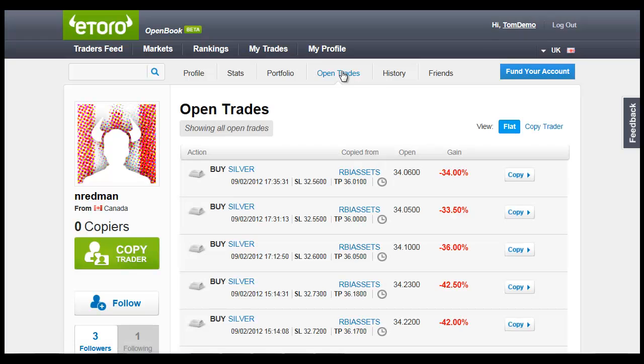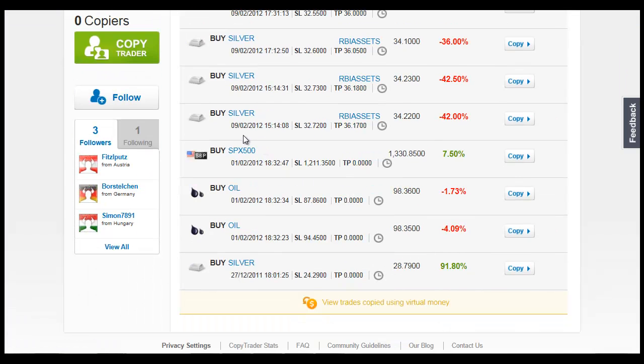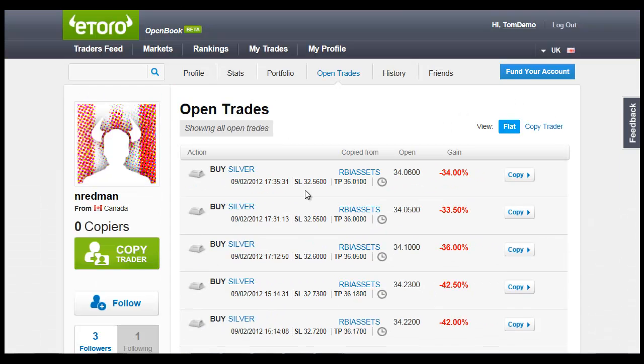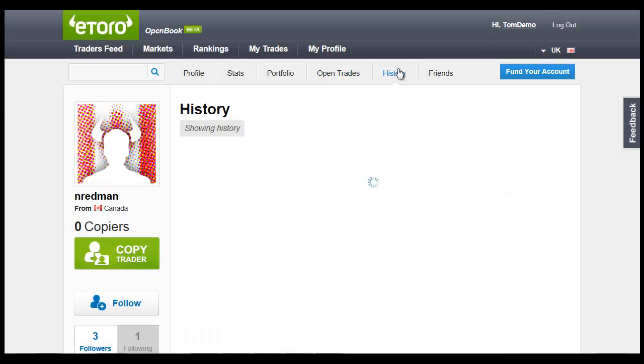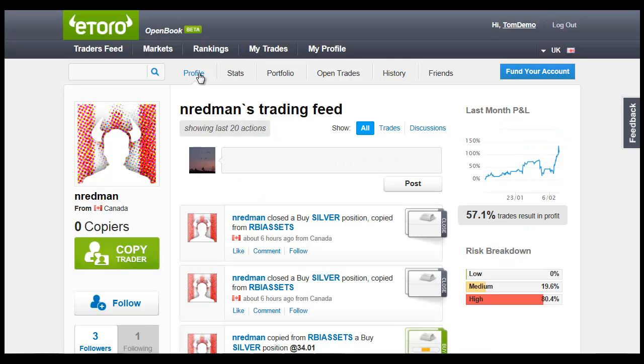Now we can also see his open trades. Okay, we see the trader is pretty much bullish, which is also good for us since we know the trend is kind of bullish. And we make sure the trader is actually active. So we see his last trade was closed 5 hours ago, so this trader is actually active.